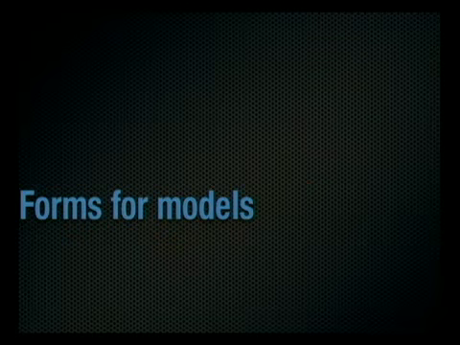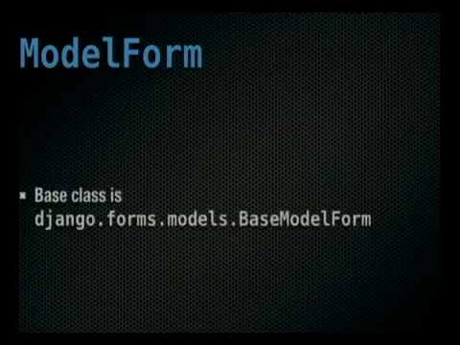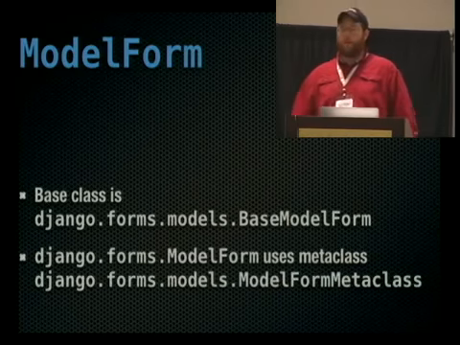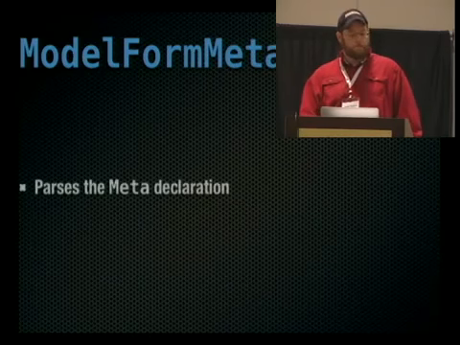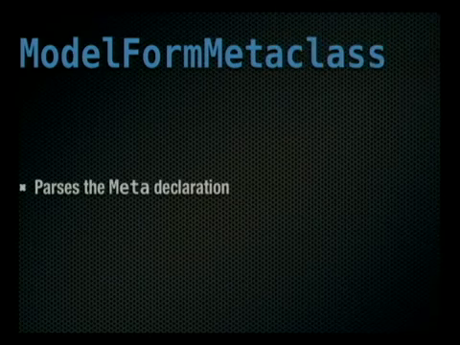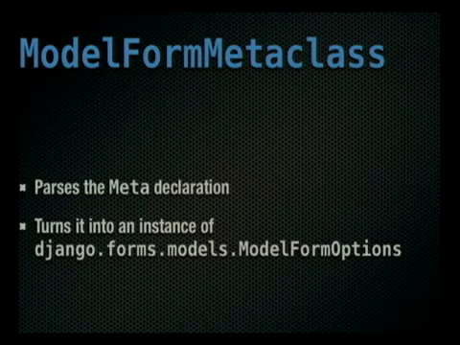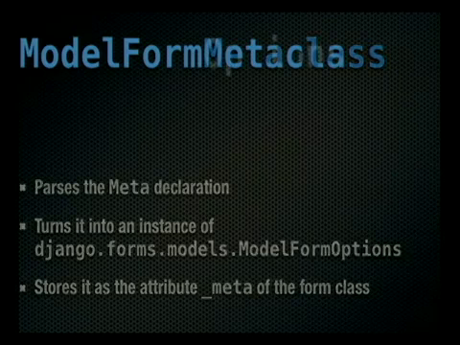Okay, so model forms, which is probably what a lot of people like and love and work with all the time. The model forms base class is BaseModelForm and uses yet another metaclass, this time ModelFormMetaclass. ModelFormMetaclass is kind of fun. Basically it parses the Meta declaration of your model form and turns it into an instance of ModelFormOptions. Anybody seeing parallels to the way we parse models in our metaclass here? It stores it as an attribute named _meta on your form class.